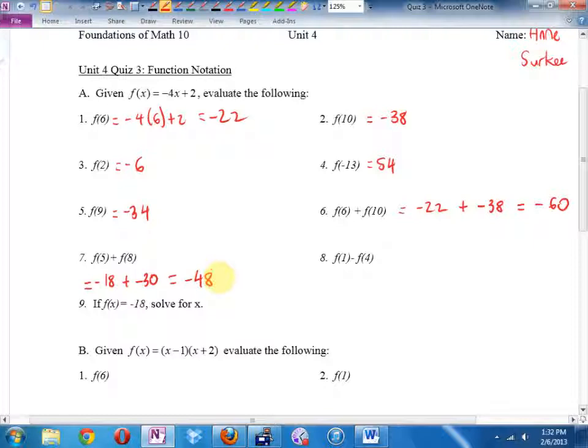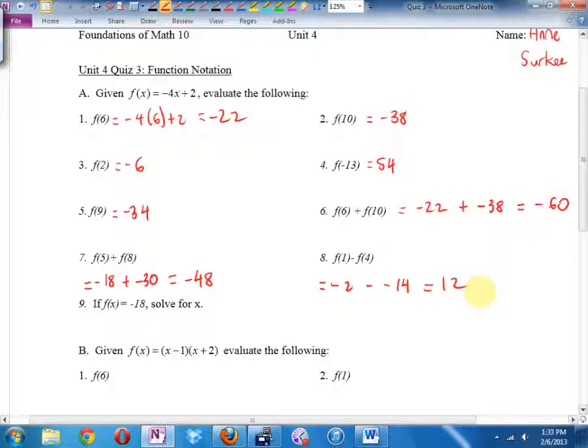Number 8. F of 1 plus f of 4. Okay. F of 1 is negative 4 plus 2, negative 2. Take away f of 4, which is negative 16 plus 2. It's negative 2 minus minus 14. Hey, Brianna, what's a minus minus the same as? Plus. This is really negative 2 plus 14, or 14 take away 2. 12?